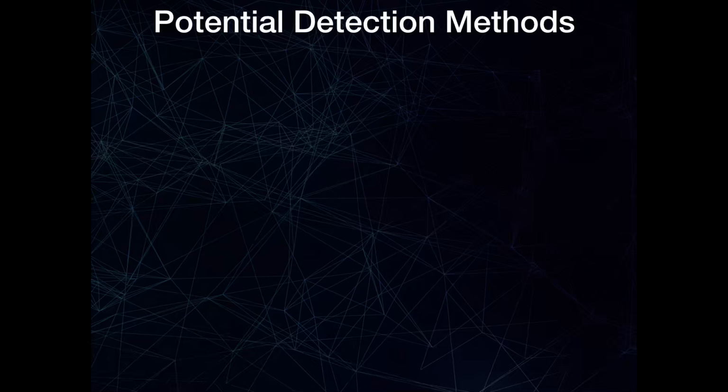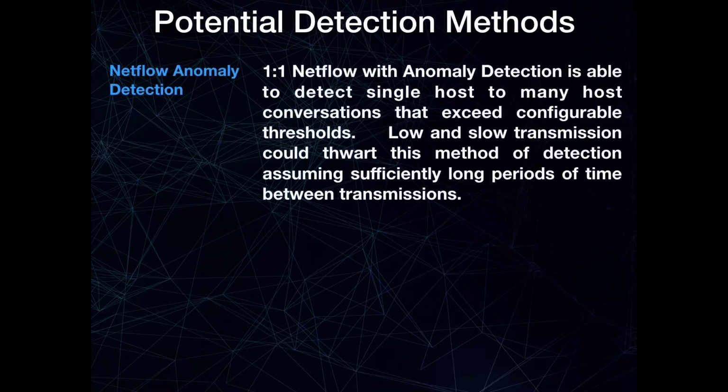Some potential detection methods. NetFlow anomaly detection. So using a technology called one-to-one NetFlow, where we take a digest of every packet and extract the source and destination addresses and other information about it, we can then data mine that and look for patterns that look out of the ordinary. Low and slow transmission can thwart this if you make transmission gaps sufficiently long periods of time, like 1 packet per half hour or 1 packet per hour. Again, that's that APT level low and slow stuff. That will thwart that.